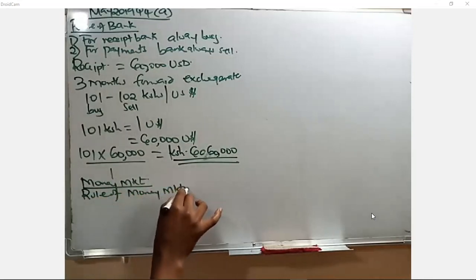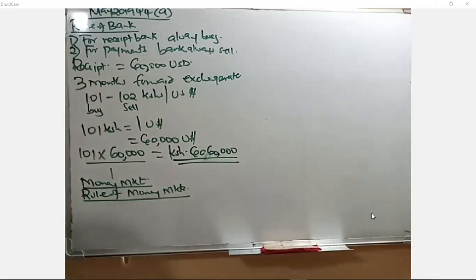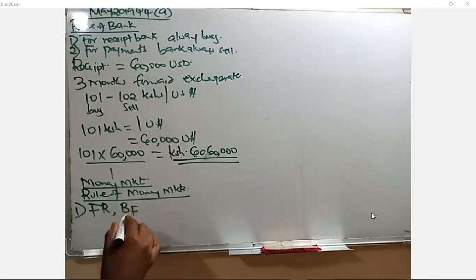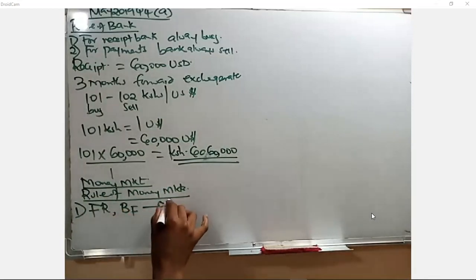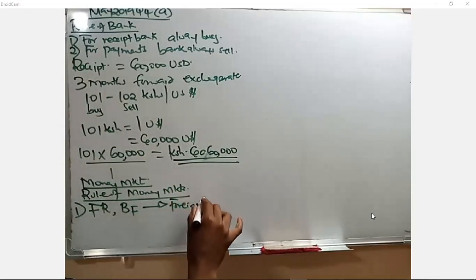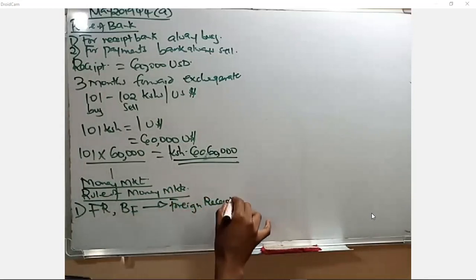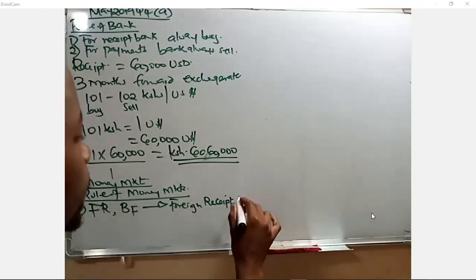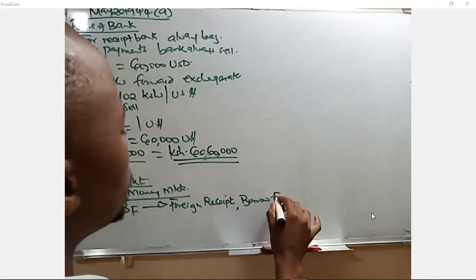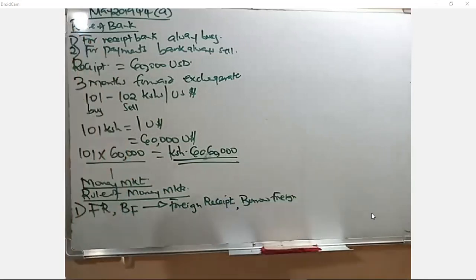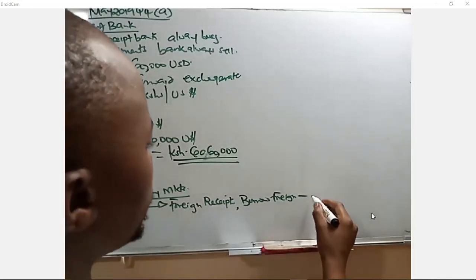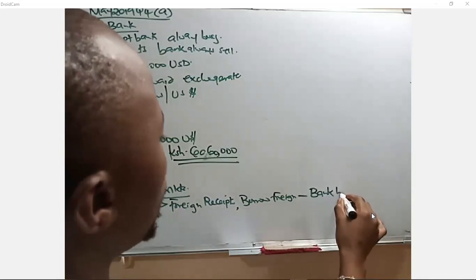What are some of the rules of the money market? This is easy, let's go a bit slowly. Number 1, we talk about foreign receipts, FRBF: foreign receipts, borrow foreign. So in this case, we ask what is the role of the bank? The bank buys.